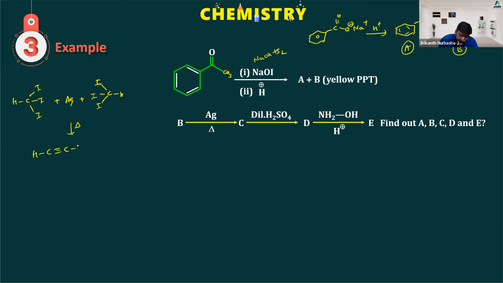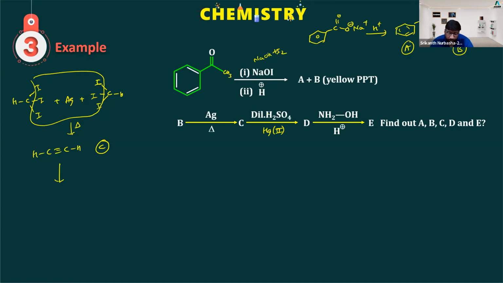HC triple bond CH. Yes or no? All the AgI is going to be released out. This ethyne is your compound C. Compound C is treated with dilute H2SO4. Whenever they mention H2SO4 with compound C, they should also mention HgSO4. Then only the question is going to be right.